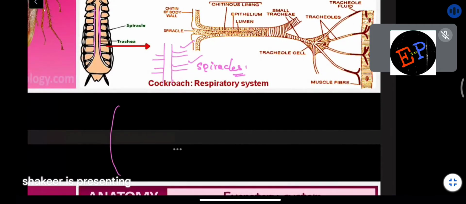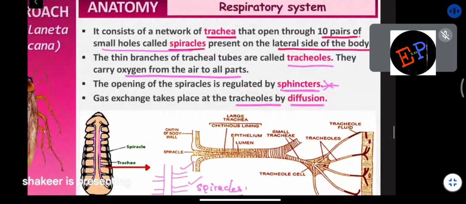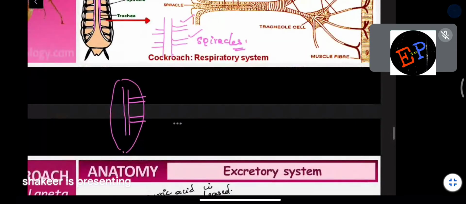So this is the cockroach and this is the trachea which is present. The trachea opens into spiracles. Clear? So these small tubes are called spiracles, small openings. And how many spiracles are present? 10 pairs of spiracles are present. Are you able to understand?